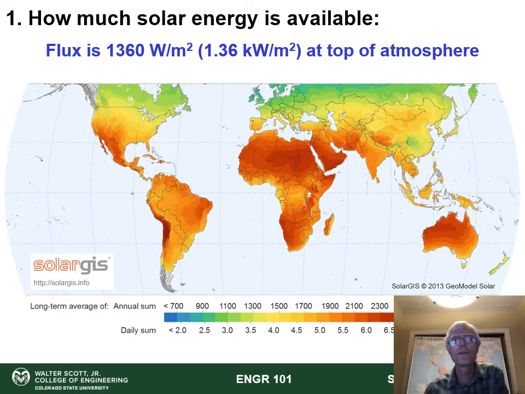And what you see from here is that the areas that have the most solar irradiance are the places that have the least clouds and that are closest to the equator. So basically, these are the major deserts around the world because they have less clouds.